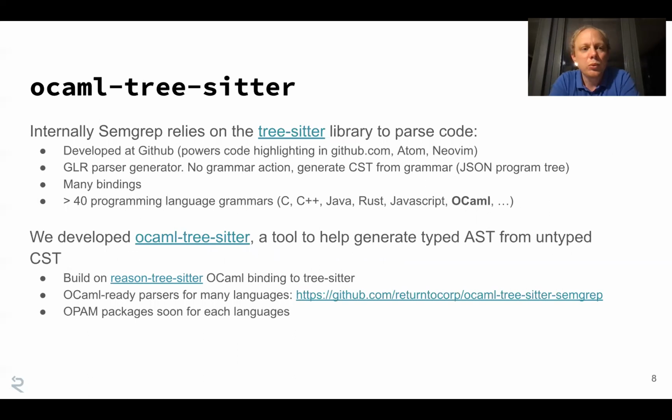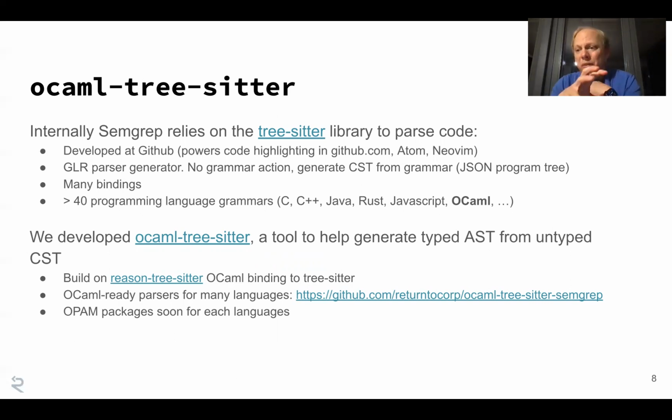I'm not going to have the time to talk about how it works internally, but something that may be of interest to the OCaml community is our use of the Tree-sitter library. Tree-sitter is a library that was developed at GitHub and that powers code highlighting in github.com, in the Atom editor, and the Neovim editor also. Tree-sitter is a GLR parser generator. The good thing is that the community around Tree-sitter developed lots of grammars for lots of languages, for C, C++, and we even use the tree-sitter OCaml grammar for parsing OCaml code.